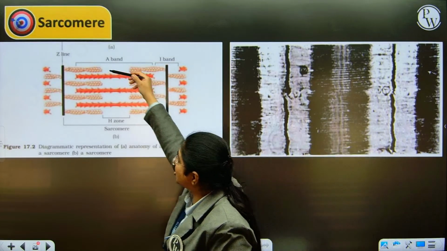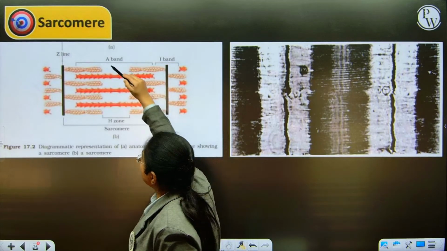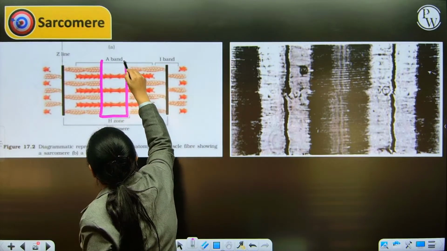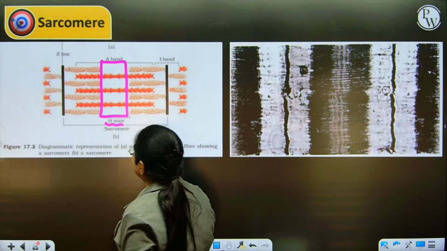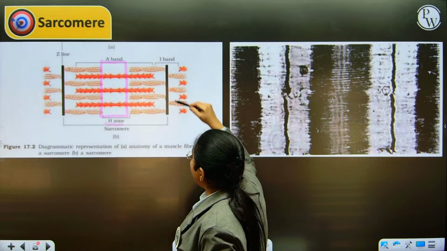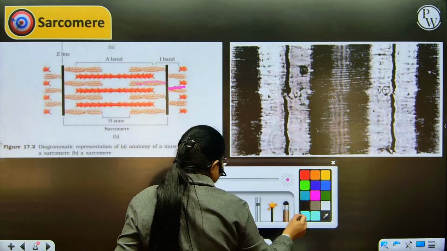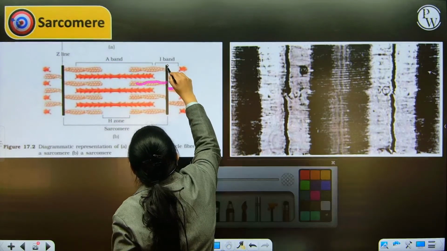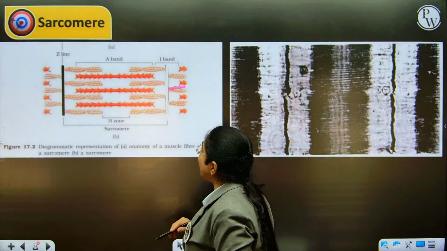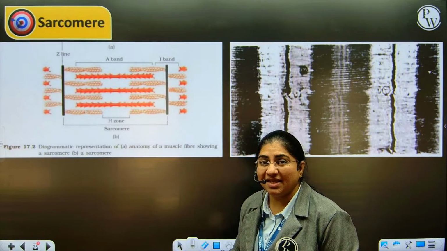Actin is partially overlapping the myosin. So there is a part of myosin which is not overlapped by the actin and is called the H zone. In the center of the actin filament, there is an elastic band, and this elastic band is called the Z line. It's elastic in nature.